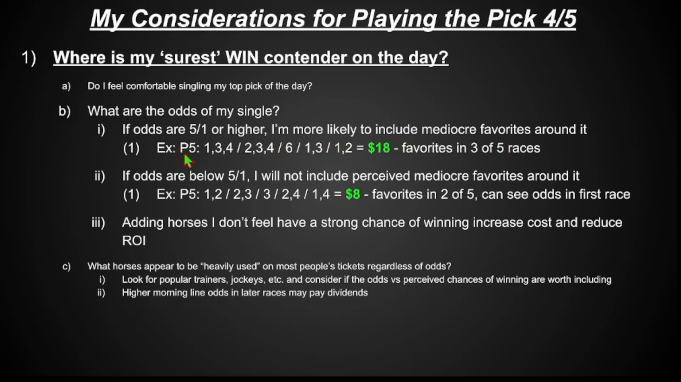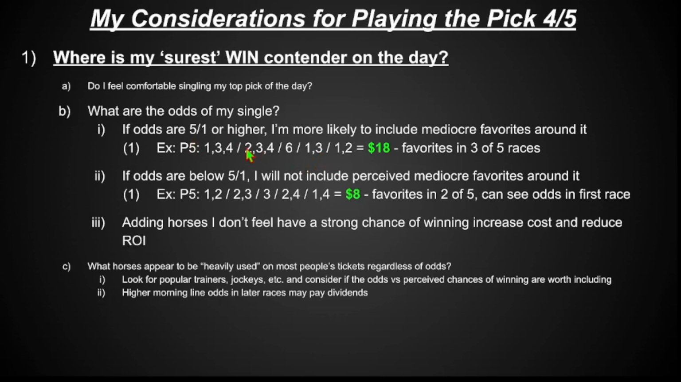So for example, let's say in a pick 5, my ticket looks like 1-3-4 with 2-3-4 with, here's my top pick, the 6 in race 3, which is considered 6 to 1 for the purposes of this video, so kind of a long shot, with 1-3 with 1-2. This is a total ticket cost of $18, and I am including favorites in 3 of 5 races because I know if this 6 wins at 6 to 1, I don't want to miss out on my ticket if one of these favorites, either in the first race here, the 4th race, or the 5th race, end up beating me, even if I don't like them too strongly, but I think they could win, and I'd like other horses on top.